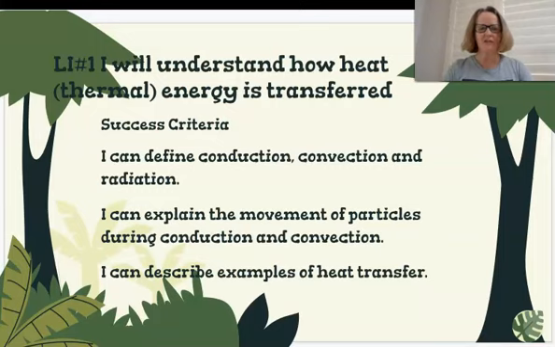Today we're going to look at the learning intention. I will understand how heat, which is thermal energy, is transferred. And in order to show that we understand that, we should be able to define conduction, convection, and radiation, and explain the movement of particles that happen during conduction and convection, and be able to apply this by describing examples of where heat transfer takes place.